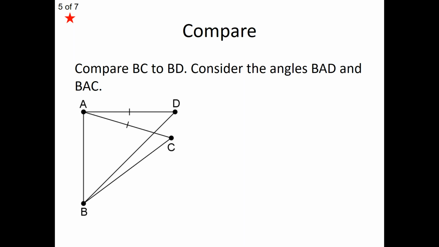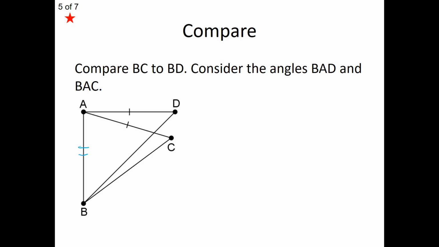Now, in order to compare sides between two triangles, I have to make sure that I satisfy first that two sides of one triangle are equal to two sides of the other. Well, we're already given one pair of equal sides, AD and AC. And since these two triangles overlap, notice that they share a common side.